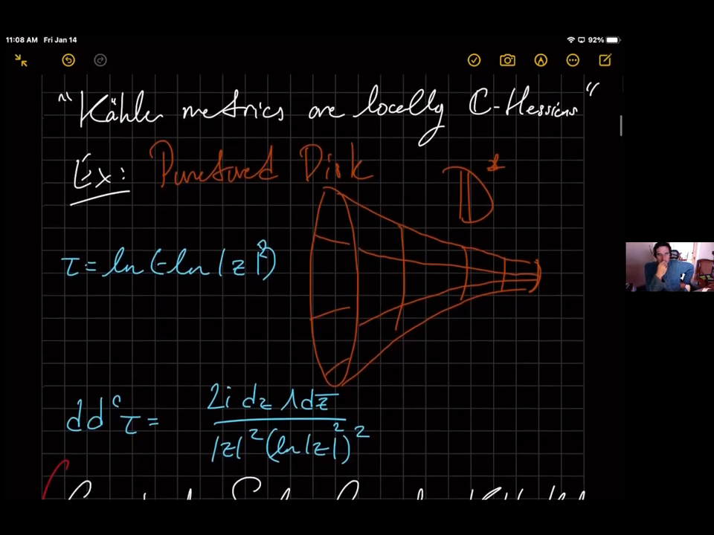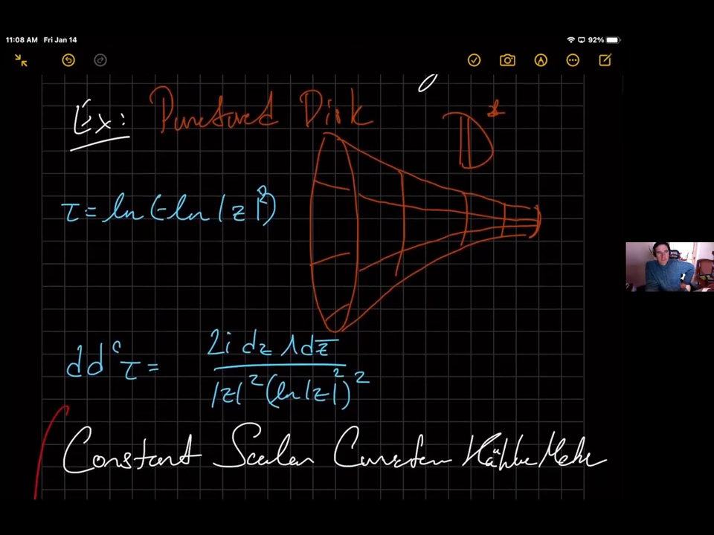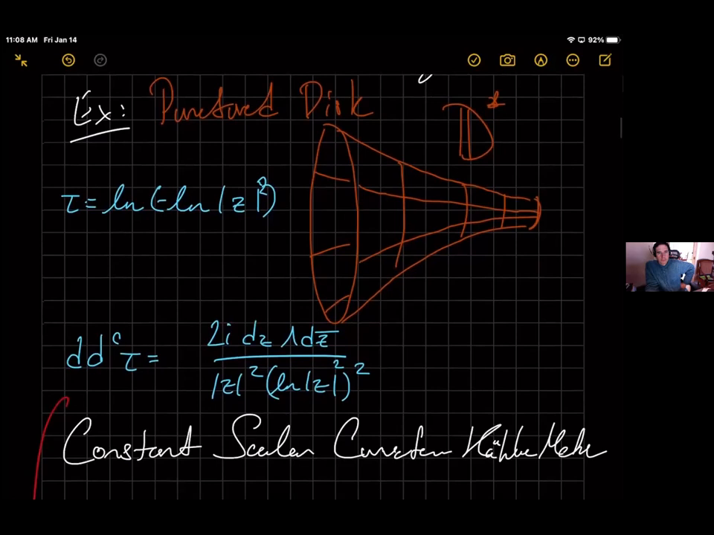And one of the important tools that we use is the fact that Kähler metrics locally look like ddc of something. So locally, they're always complex Hessians, essentially. And an example where this is globally true that we'll be using a lot here is on the punctured disk. So I've drawn just a little slice of it because it's infinite in both directions. But there's a function that we can write on the punctured disk whose complex Hessian gives us a very nice Kähler metric of constant scalar curvature.